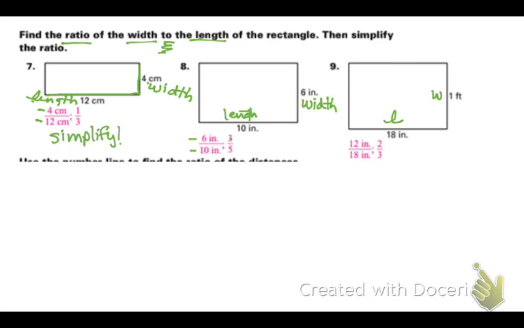Now, this is where they get tricky, and this is very classic. You might be tempted to say the width is 1 and the length is 18. But you have a problem because your units are not the same. This is in feet and this is in inches. Your units have to be the same.